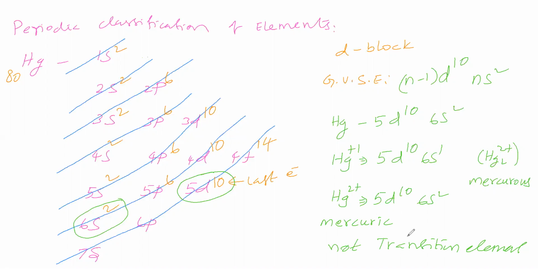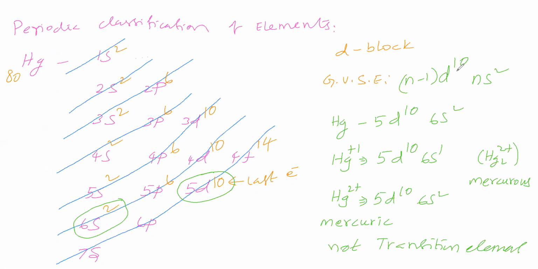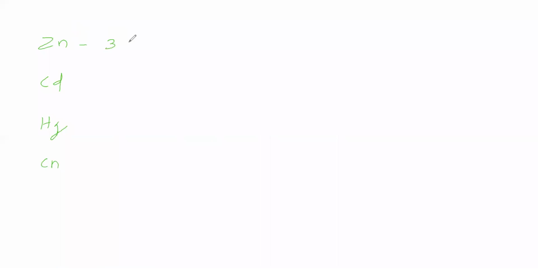So now we will see which group mercury belongs to. Now we will see mercury group elements: first element is zinc, next cadmium, next mercury, next copernicium. The general valence shell configuration is n-1 d10 ns2. So for zinc 3d10 4s2, cadmium 4d10 5s2, mercury 5d10 6s2, copernicium 6d10 7s2. It is the zinc family.